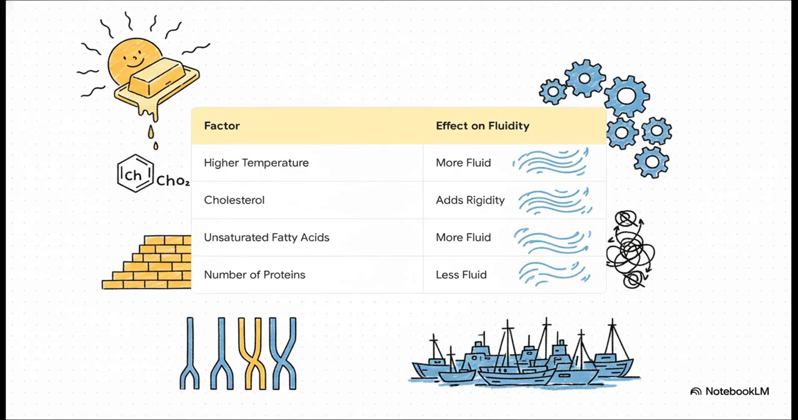So just how fluid is this sea? Well, it depends. A few things can change it. Just like butter, if you raise the temperature, the membrane gets more fluid, more runny. Cholesterol, as we said, actually acts like a stiffener. It adds rigidity. Even the type of lipid tails matters. And if you pack in a ton of proteins, it's like a traffic jam. Things get more crowded and less fluid.